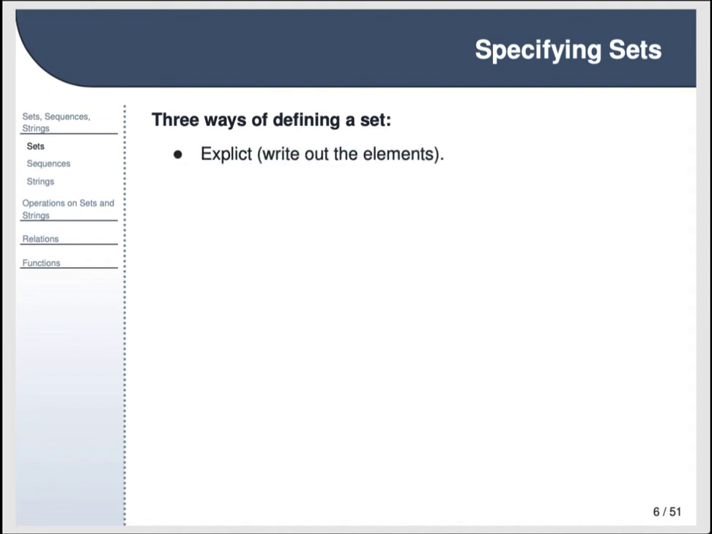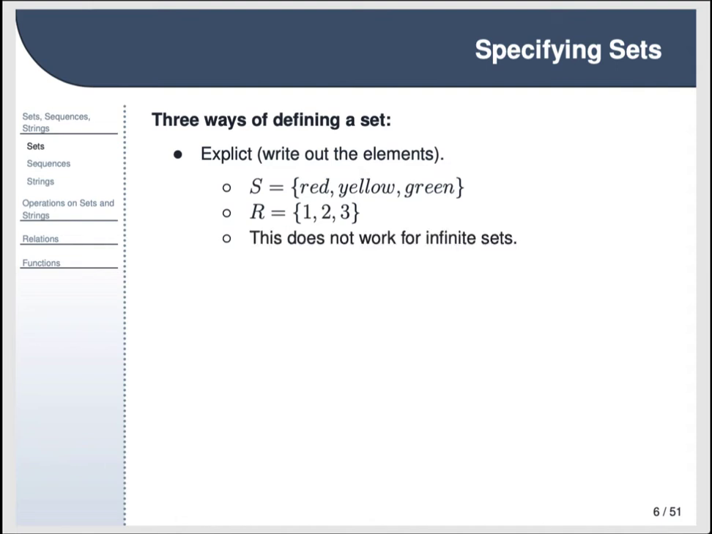There are 3 ways we're going to talk about where you can define a set. The first is the explicit way. This is the simplest. You just write out the elements and say what it equals. So you say S, for example, is a set that's equal to the colors red, yellow, and green, or R is equal to the numbers 1, 2, and 3. And this works fine for finite sets.